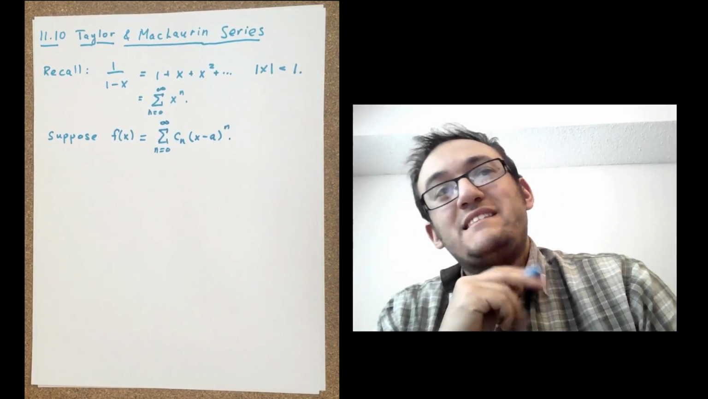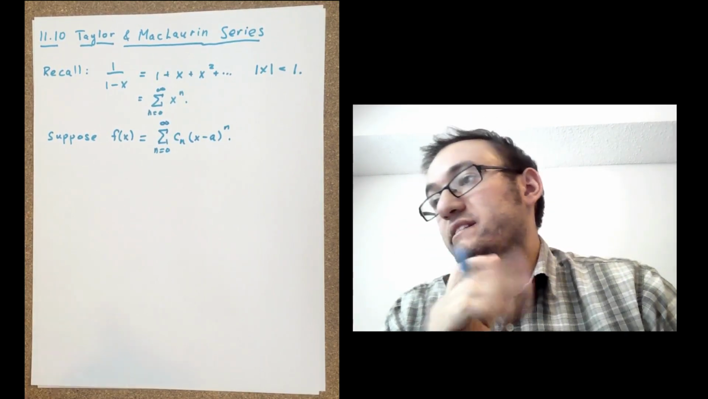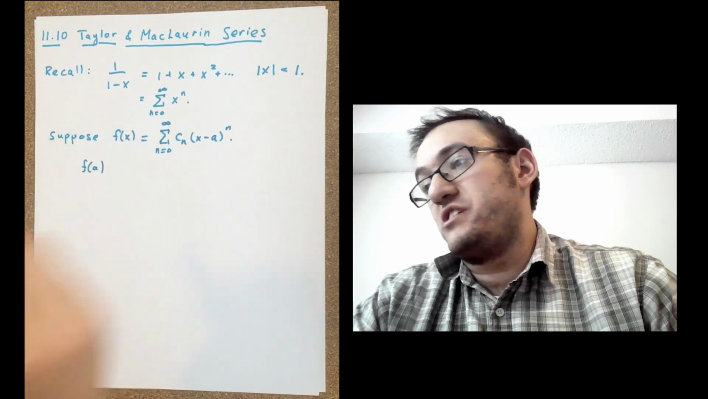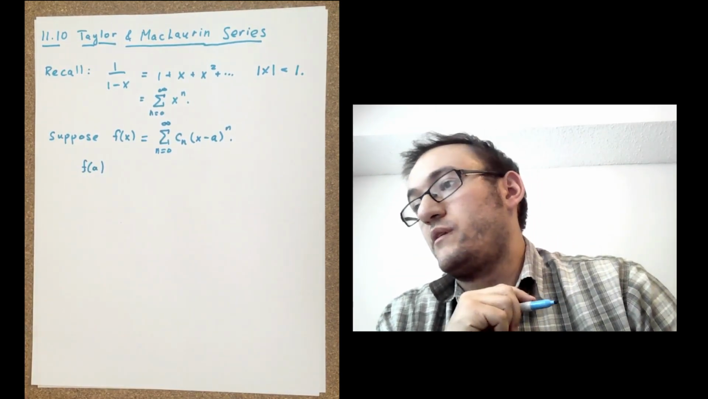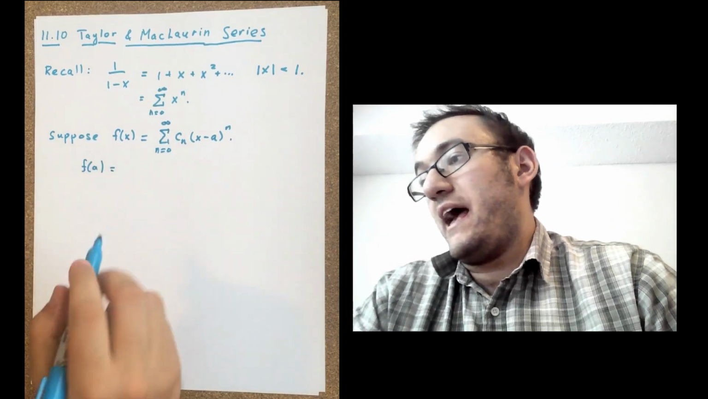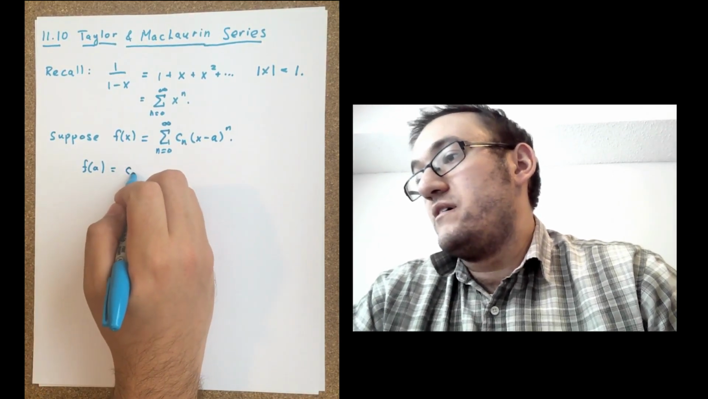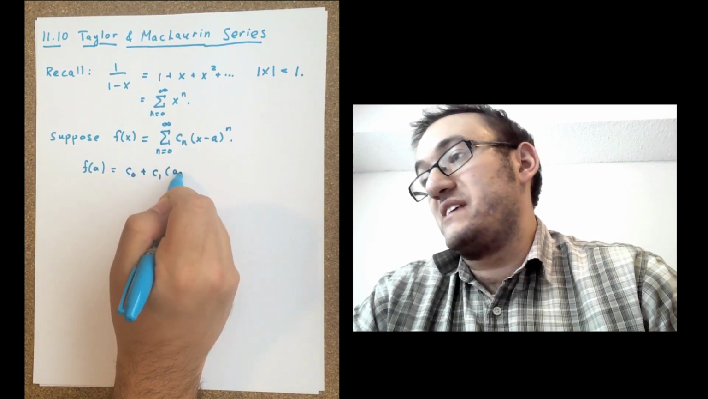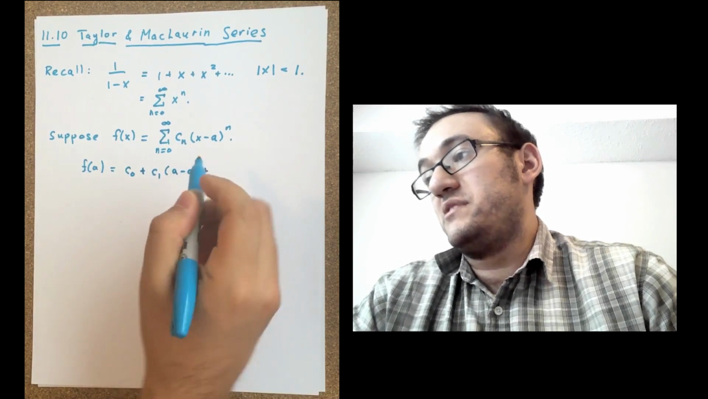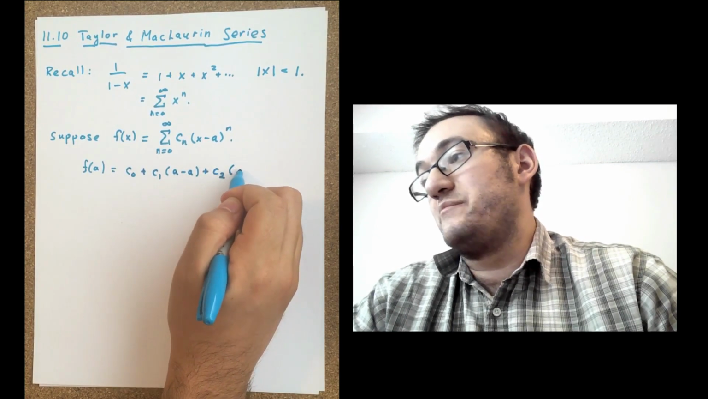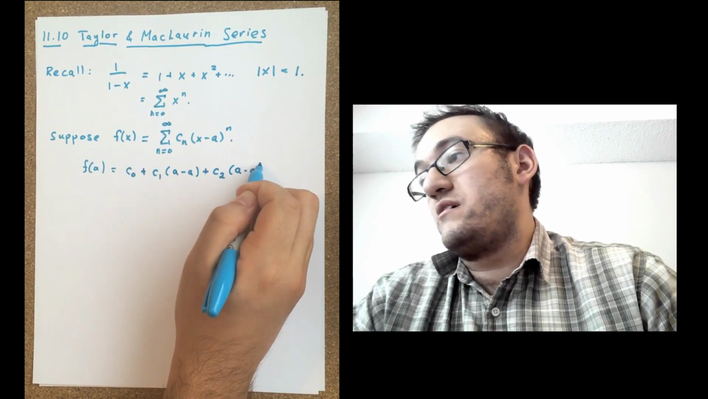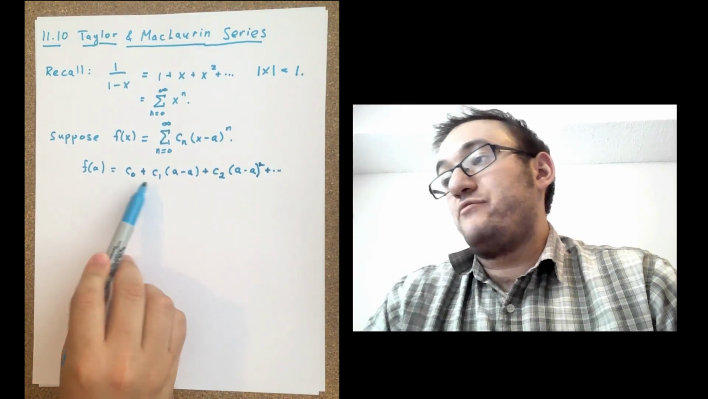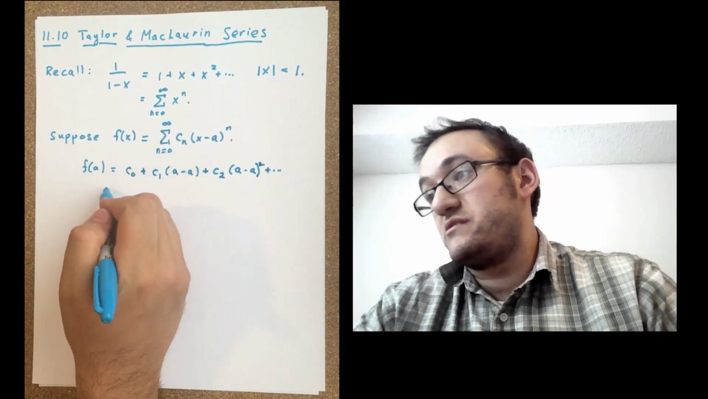Now let's consider this function. Let's just think about it abstractly. What's the value of this function at a? Well, at x equals a, we have c sub 0 plus c sub 1 times a minus a plus c sub 2 times a minus a squared, etc. Plainly, every term after c0 vanishes, so this is just c0.